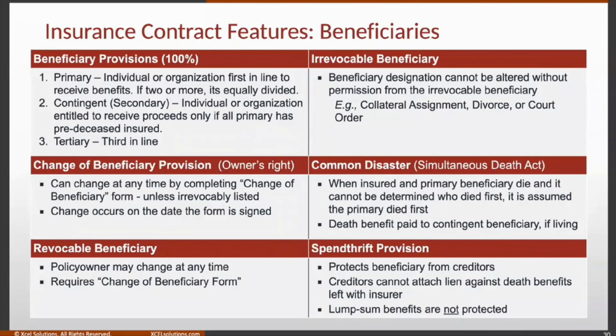So the spendthrift trust provision says when the proceeds of a life insurance policy are paid out in a lump sum to a named beneficiary, they are no longer protected, and they are subject to the creditors of that named beneficiary. But if those proceeds are designated to be paid out to the beneficiary over a period of time, generally over a period of years, then the proceeds left on account with the insurance company will be protected from that beneficiary's creditors. In other words, the creditors of the named beneficiary cannot try and attach themselves to the proceeds still left on account with the insurance company.